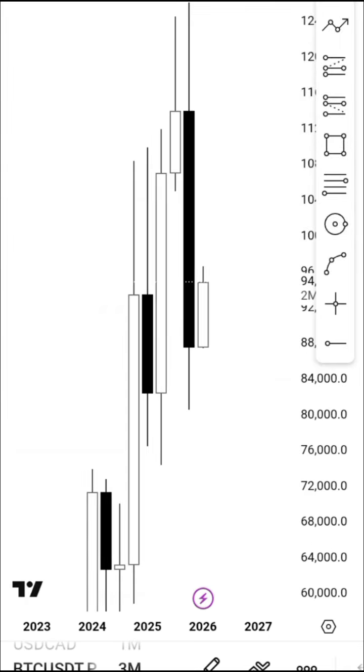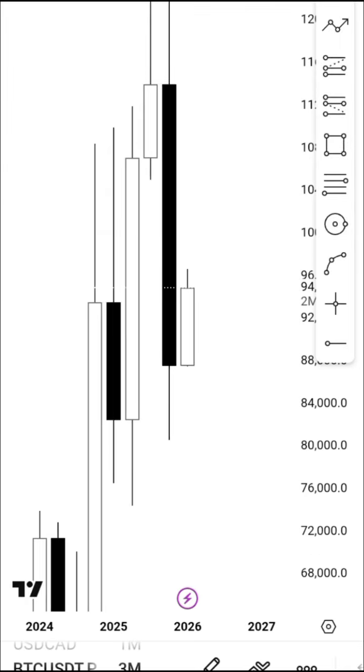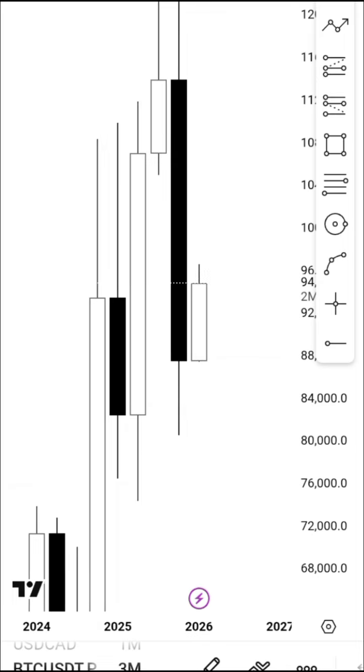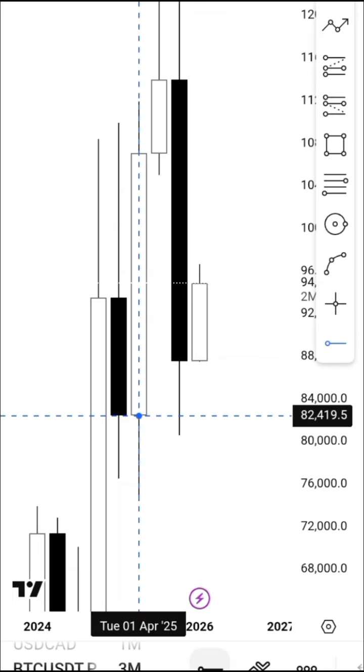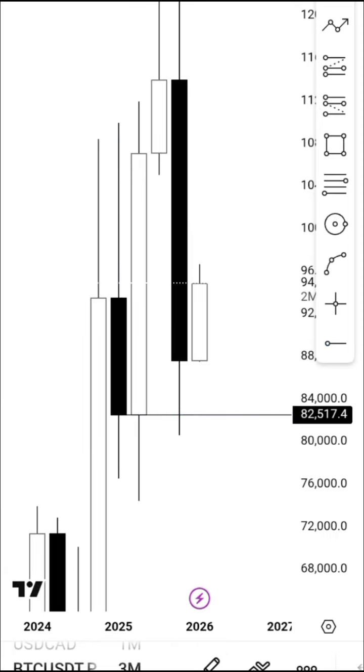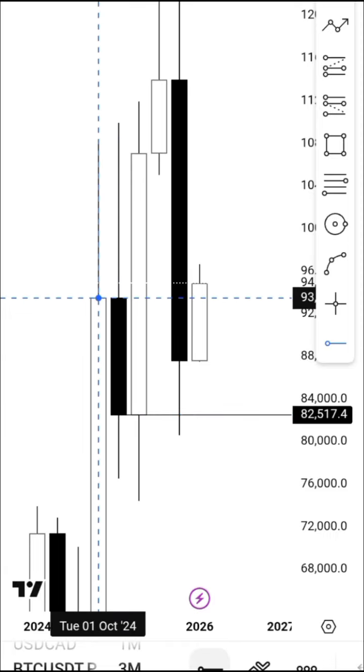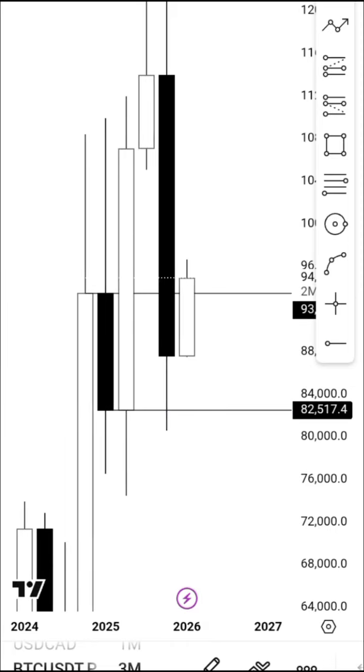Hello guys, so I want to explain a trade breakdown on BTC USD. So let's start. We are on the 3 month time frame. On the 3 month time frame, price was reacting from here, and we are expecting it to get back to this key level on the 3 month time frame. So 3 months rejecting 3 months.